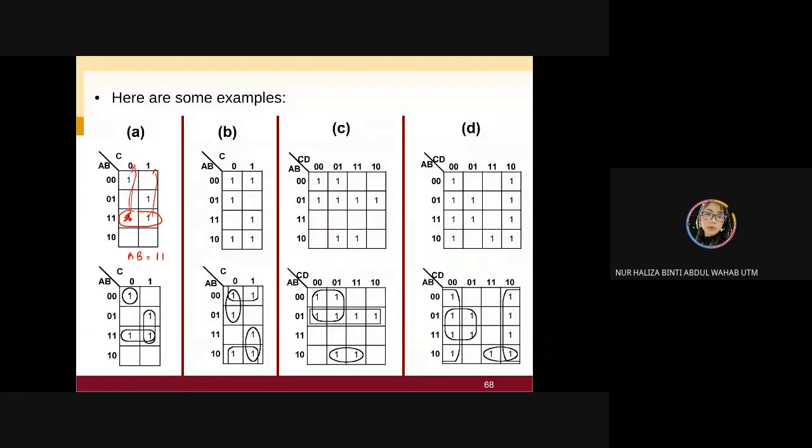C is 0, D is 1. It means that it's changed the value. Because it's changed the value, you will ignore. Then your grouping here will be A, B.